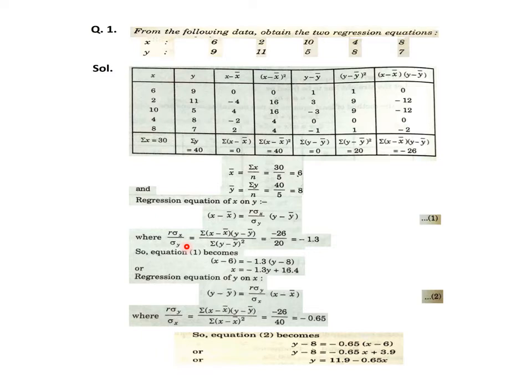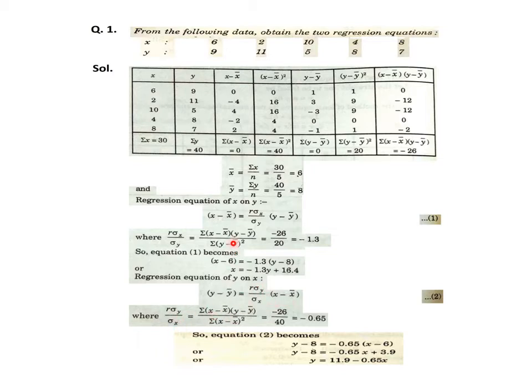So it is one kind of correlation coefficient in equation 1, and the other kind of correlation coefficient is r sigma y by sigma x for the line y on x in equation 2. These are correlation coefficients. One of them is calculated as minus 1.3. So we have all the values with us: x bar, y bar, and that value minus 1.3. Substituting all these, the straight line x on y is obtained as x equals minus 1.3 y plus 16.4.